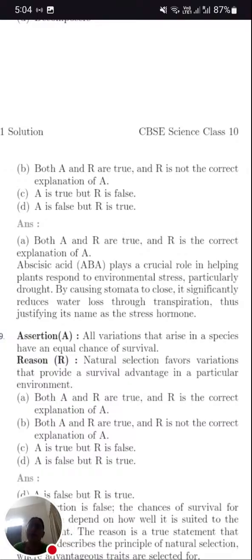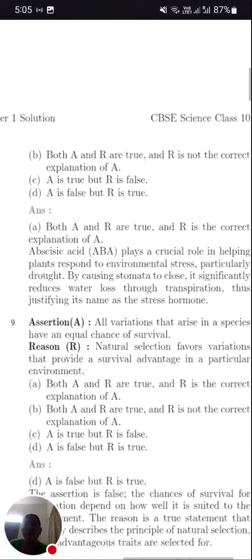As in animals, we have hormones which help to relax the stress. The same way, in plants also we have abscisic acid, which is a stress hormone, which plays a crucial role like making the stomata open and close. Okay, go through this question once again.